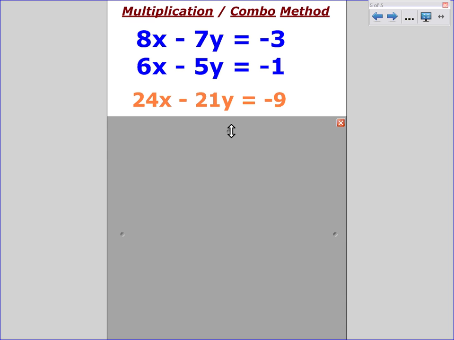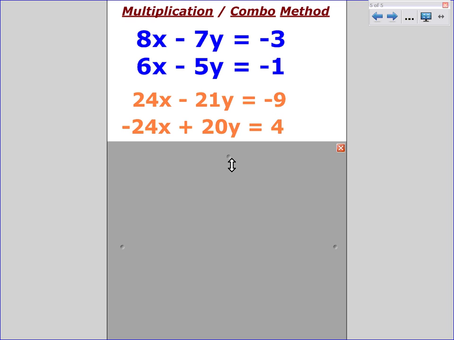Now I need to do the same thing with the second equation. I need to make the bottom 24, but the opposite of 24x. The opposite of 24x is negative 24x. So now I have to multiply everything here by negative 4. And when I do that, 6x times negative 4 is negative 24x. Negative 5y times negative 4 is positive 20y. And last but not least, a negative 1 times a negative 4 is a positive 4.